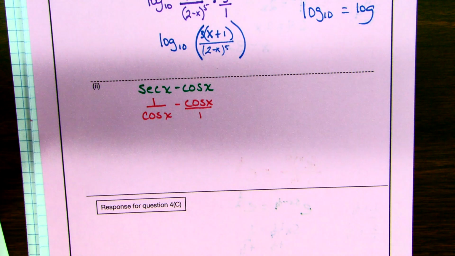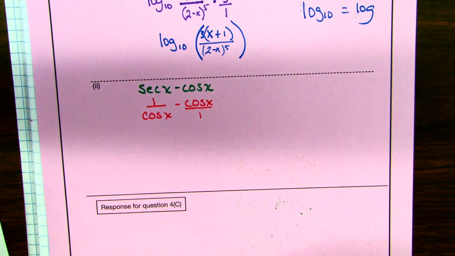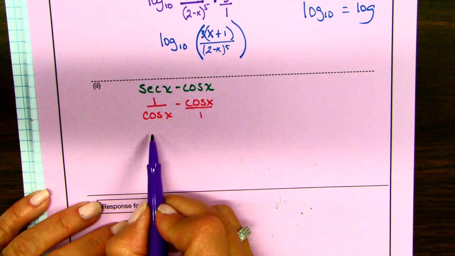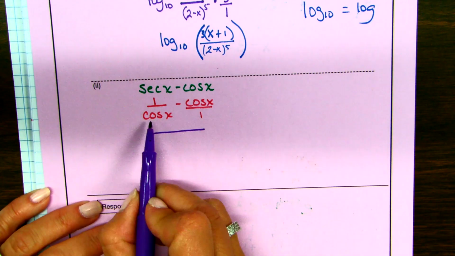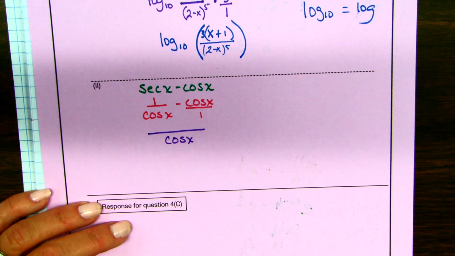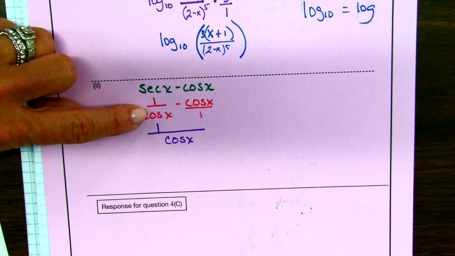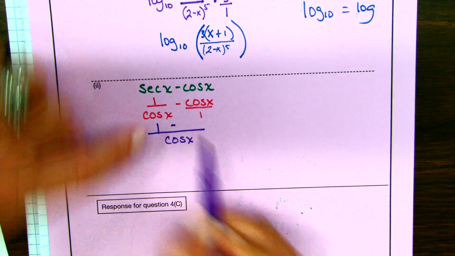Remember, my final answer, it didn't say write your answer as the difference of two things. It said product. That's multiplication. So somehow I've got to get rid of that subtraction. So let's subtract them, which means I need a common denominator. Cosine and 1, their common denominator would be cosine. I'm not changing this fraction at all. Just leave it as a 1, bringing down the minus.